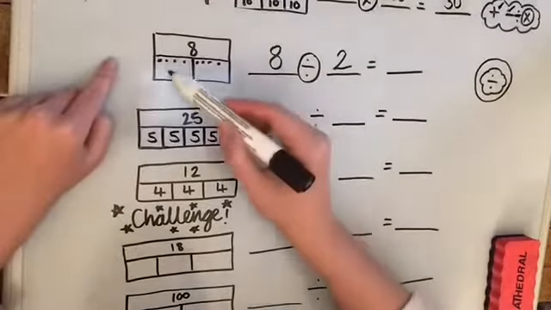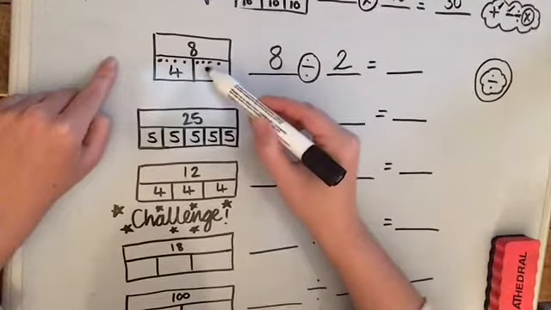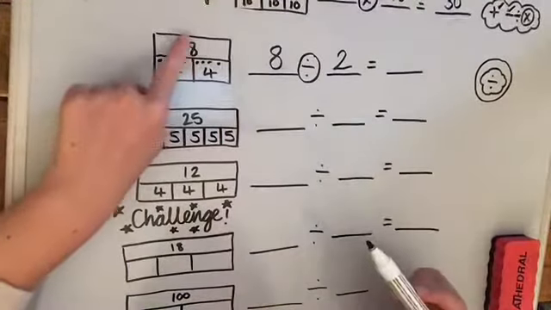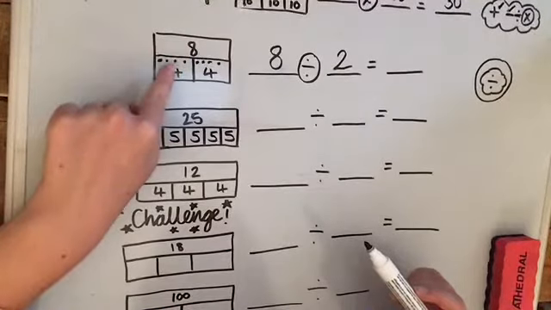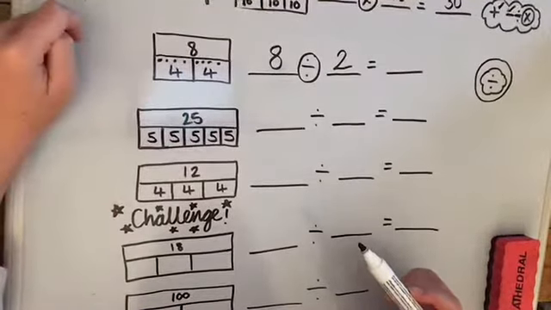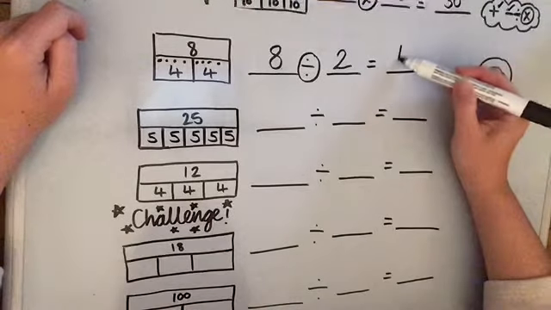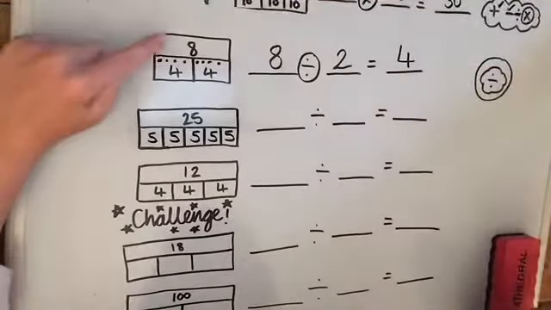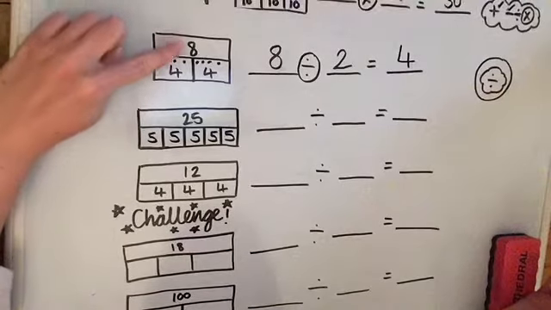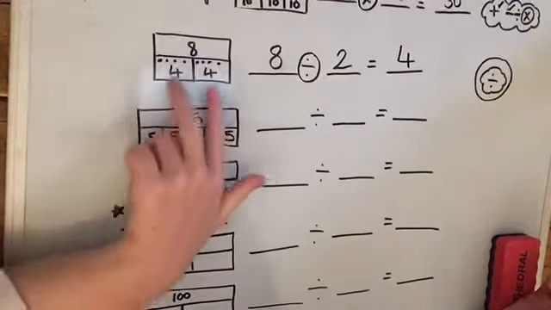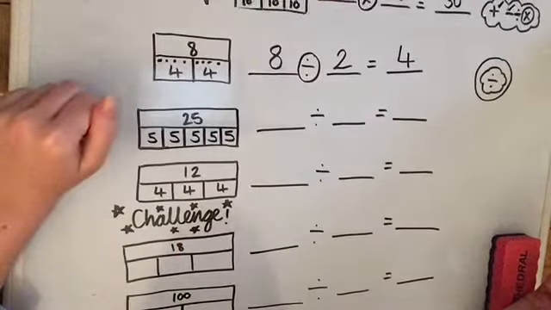I can see 4 in this one and 4 in this one because we know half of 8 is 4, 4 and 4 is going to give us 8. So what do you think we're going to put here? We're going to put a 4. So this is showing us that 8 shared between 2 is giving us 4.